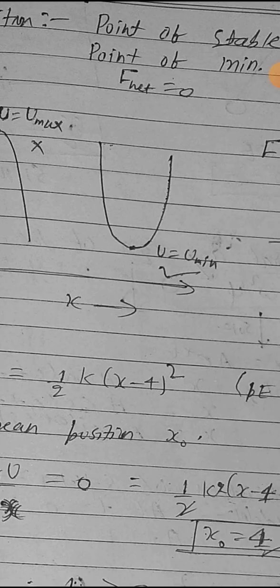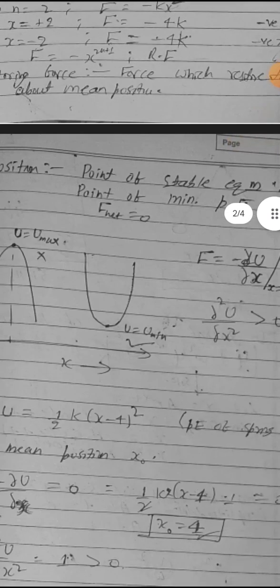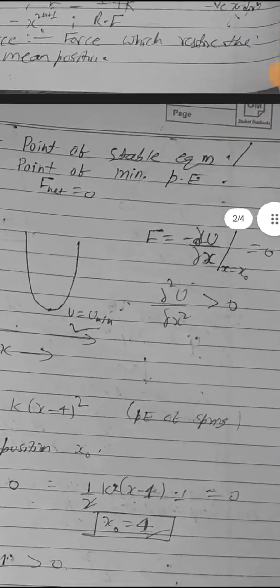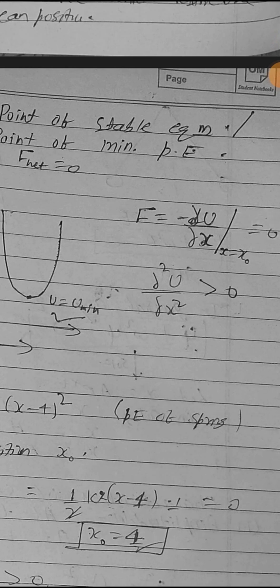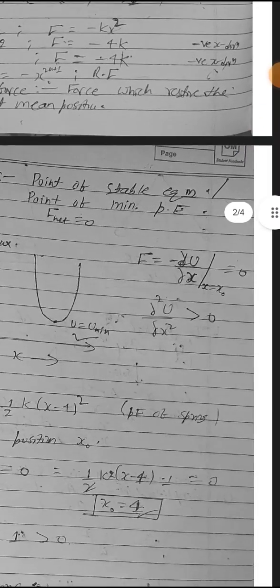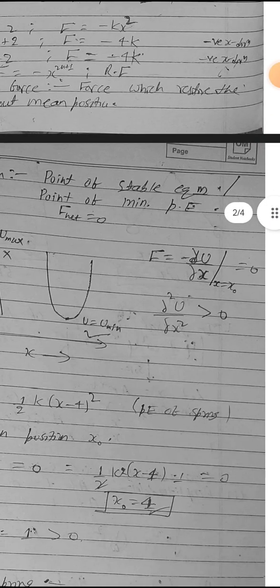Now here you can see that we know that the force is equal to the negative of the potential gradient, and in one dimension F equal to minus dou U by dou x. So at the point of stable equilibrium, net force on the body should be equal to 0.